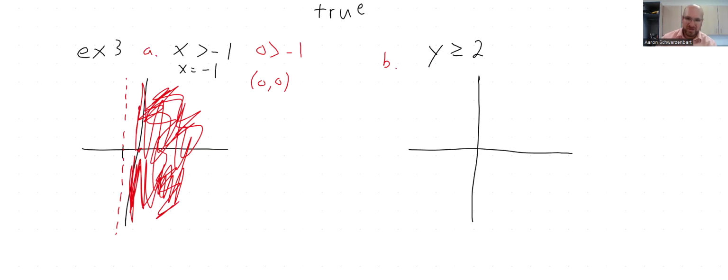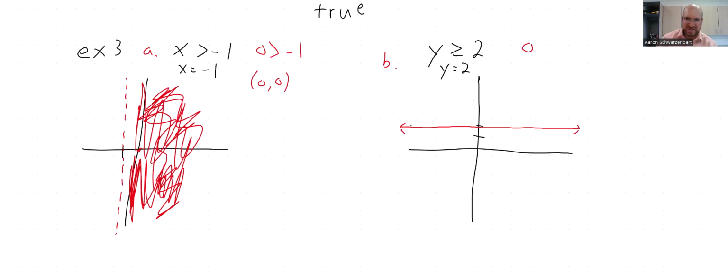y equals 2 is a horizontal line at 2, and this one is solid. So I've got my x and y axis there. I plotted 2. Horizontal line. All of the values on this line have a y coordinate of 2, no matter what their x coordinate is. With my x equals -1, all of them had an x coordinate of -1, no matter what my y coordinate is.